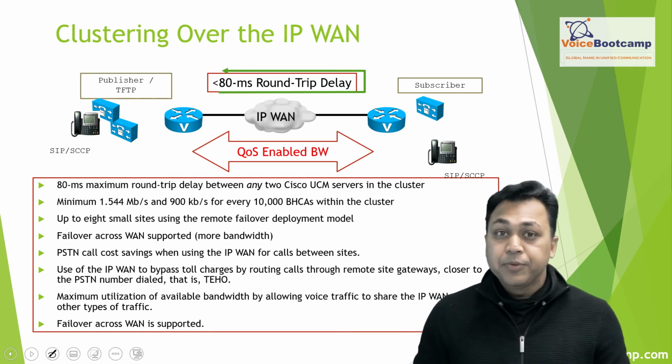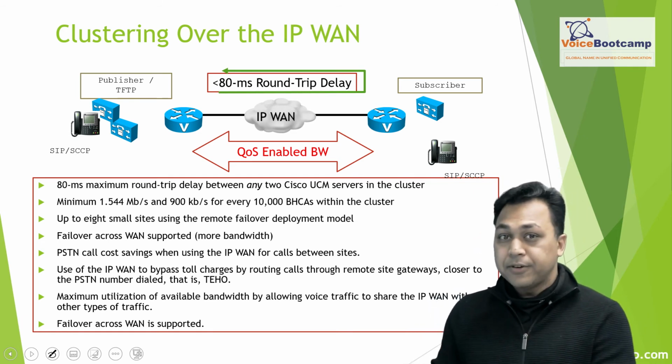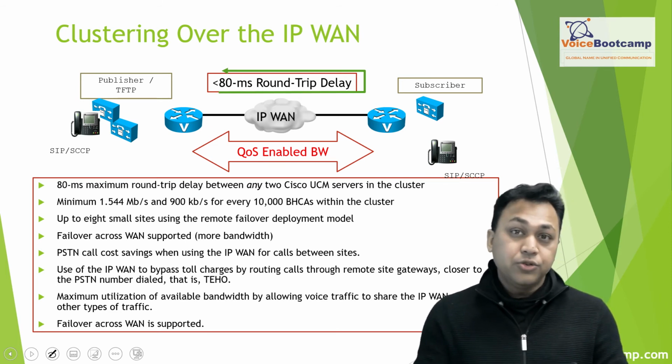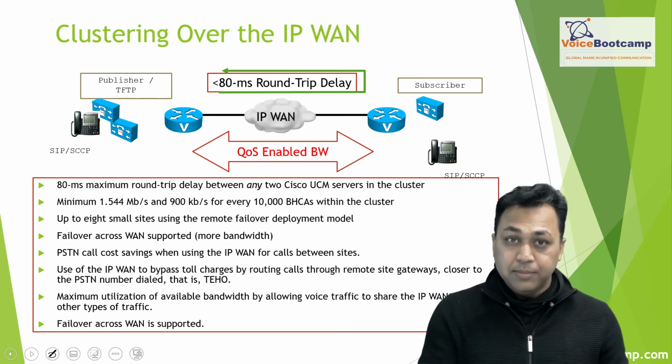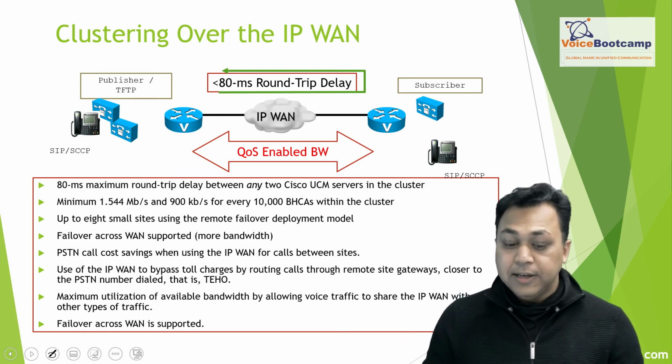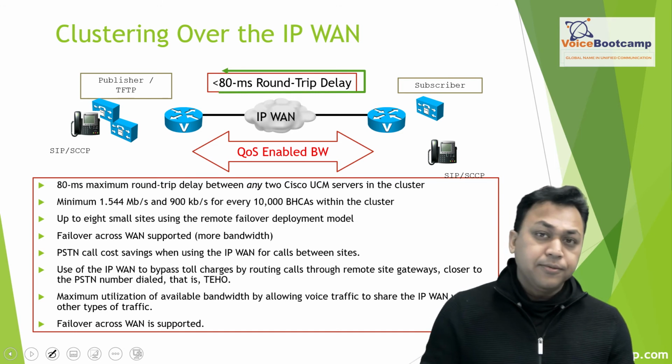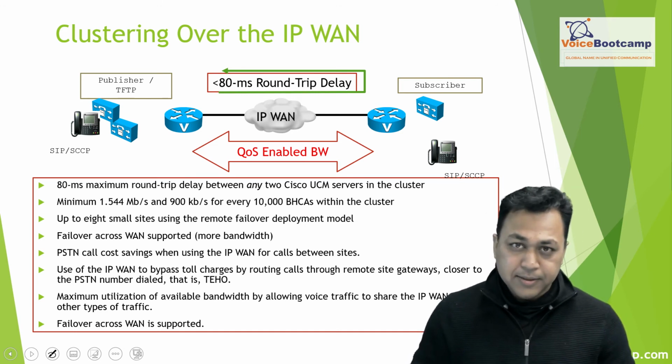Now, to do that, you have to make sure that the server in San Francisco is 80 milliseconds or less round trip delay with the Toronto publisher. So the round trip delay has to be 80 milliseconds or less. Now, what happens if the round trip delay is longer than 80 milliseconds?